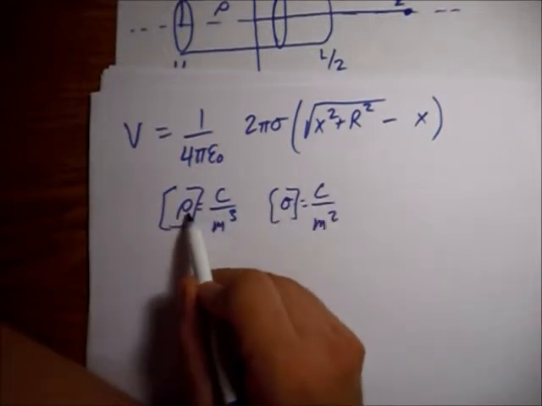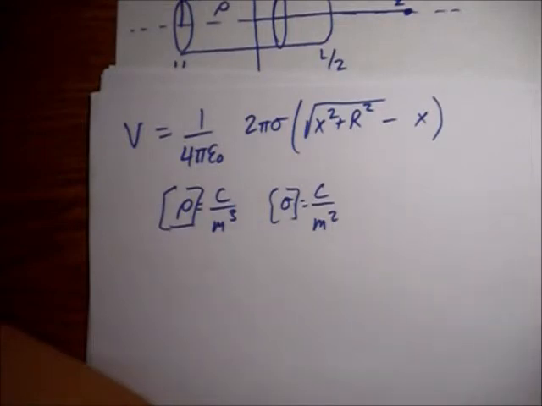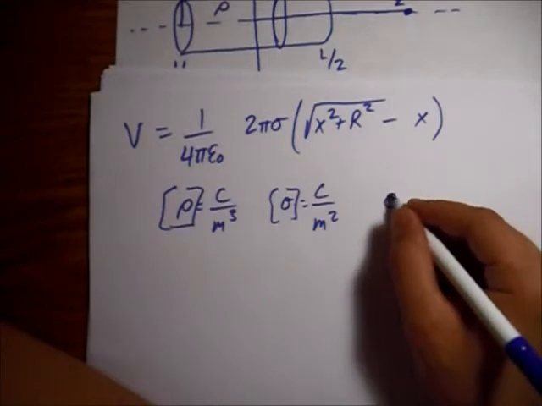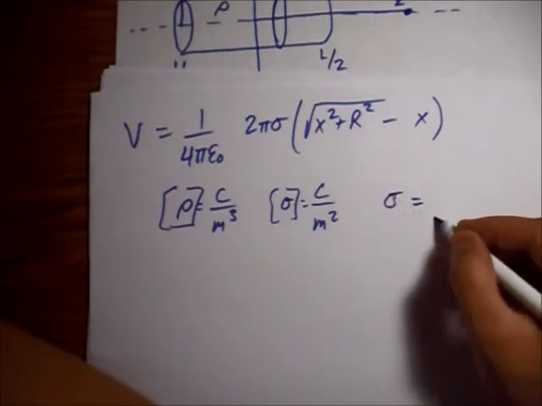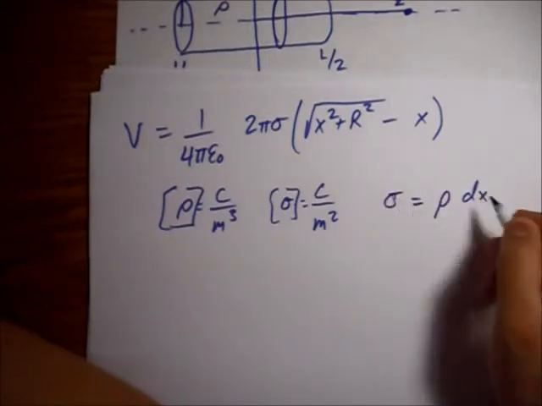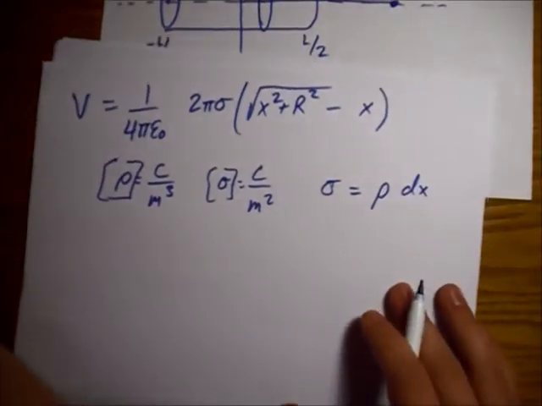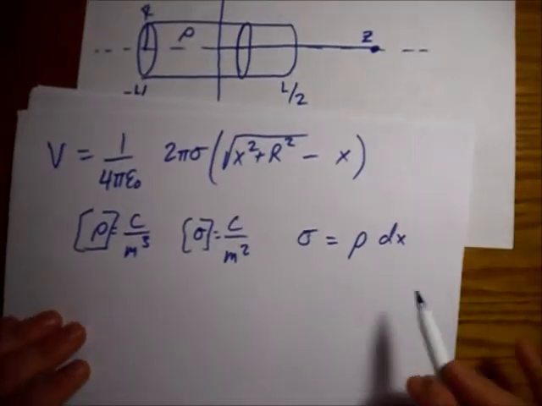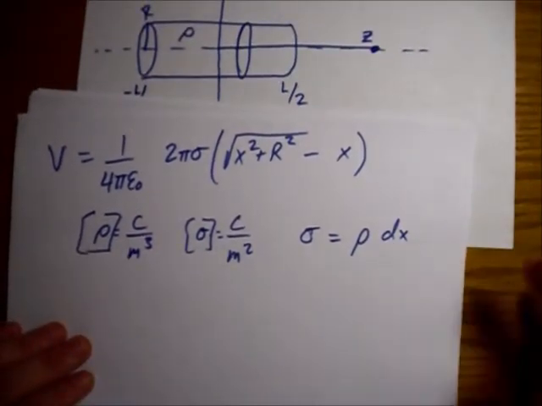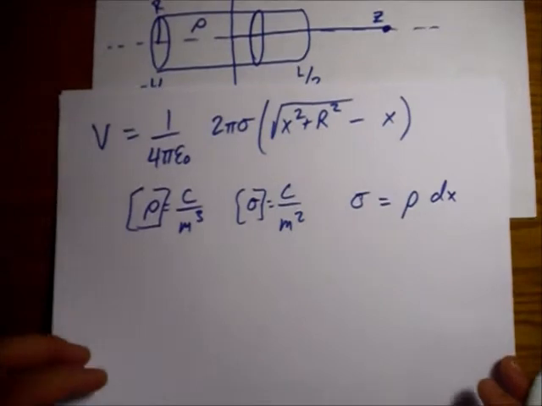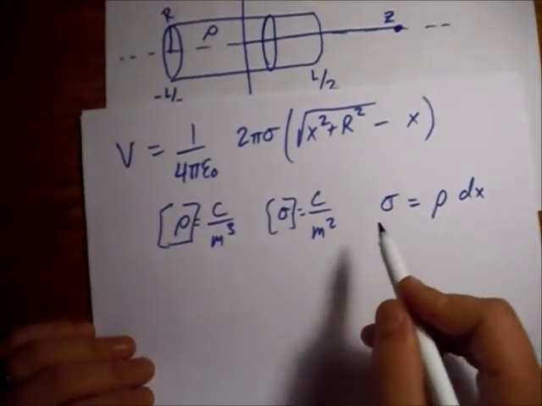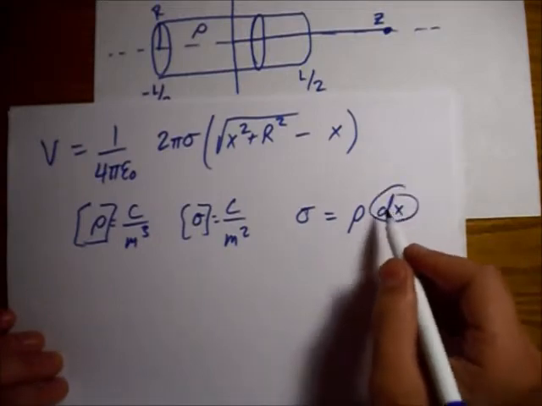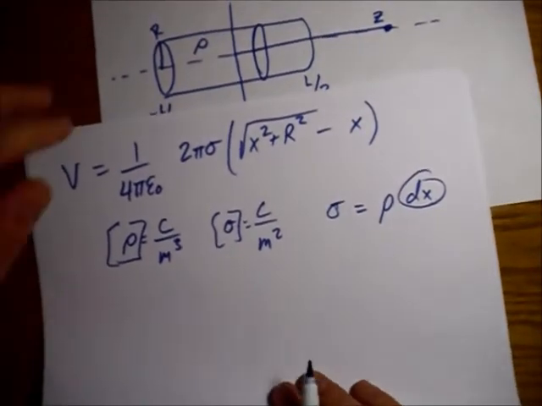So if we have a rho multiplied by a dx, what we get is sigma equals rho multiplied by a dx. You can just check that with these units. The dx carries units of meters, so there you go. All right, so the reason I did this is because this gives us our differential that we can integrate over.